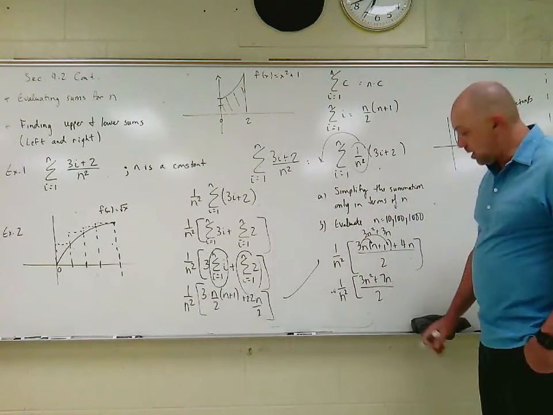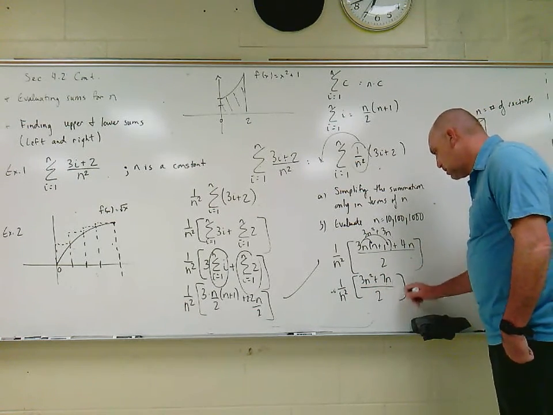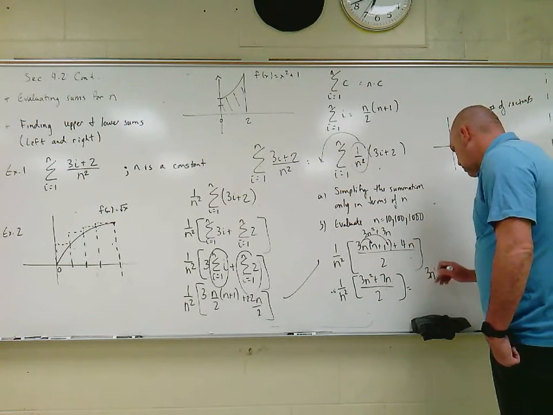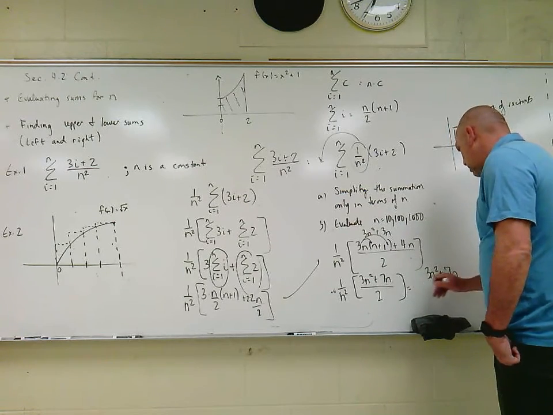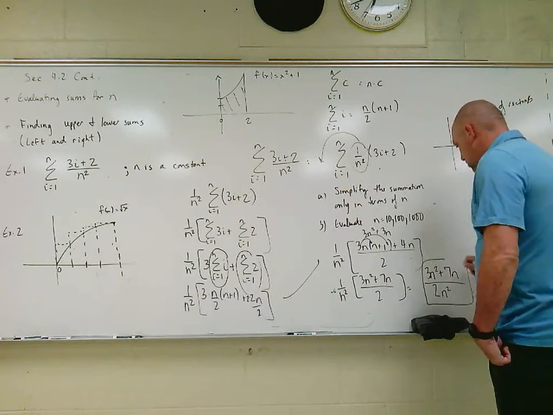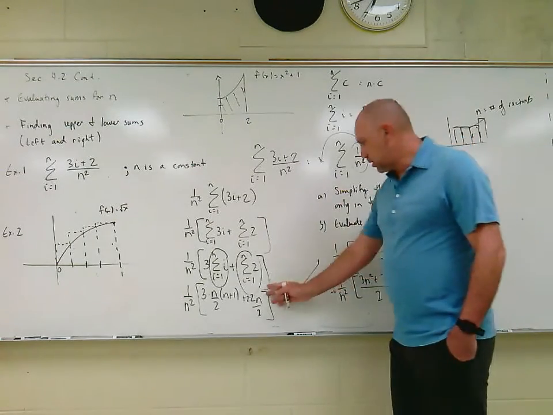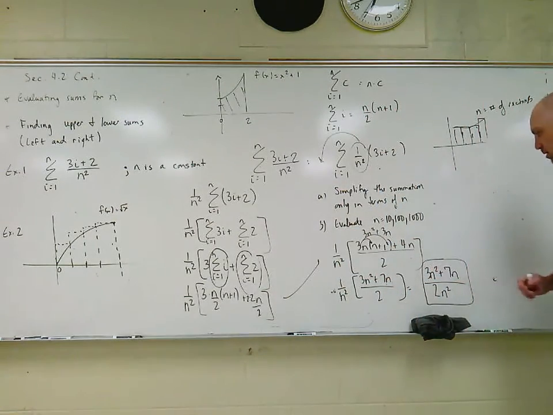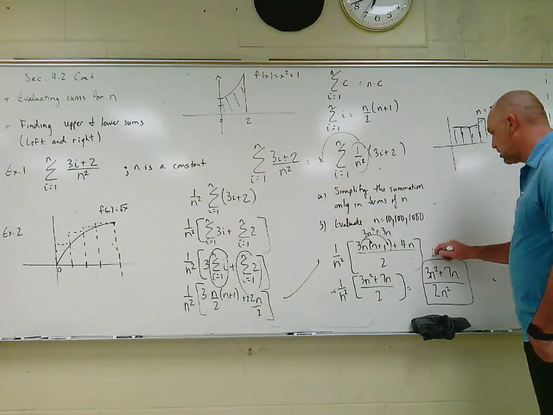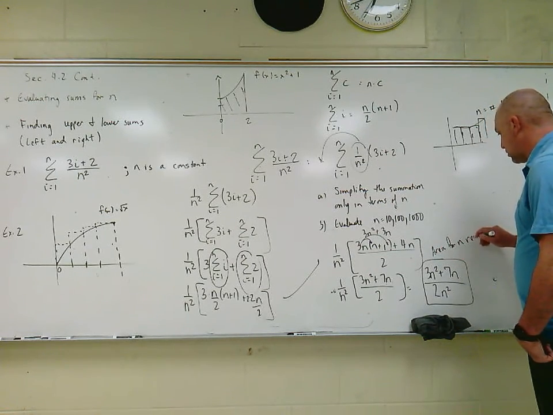And now last step, just bring the 1 over n squared back in, and I get 3n squared plus 7n over 2n squared. Now you have a much more efficient formula to plug into, rather than this. So there's some algebra involved in simplifying. And this probably represents the area for n rectangles.